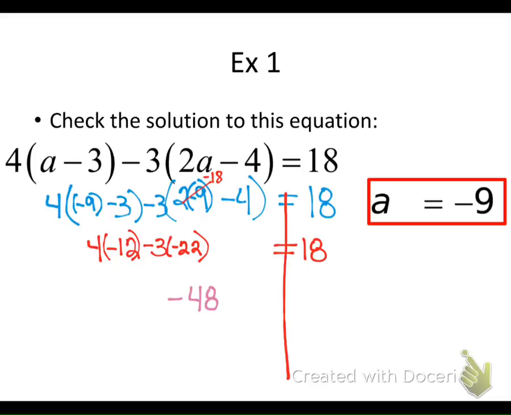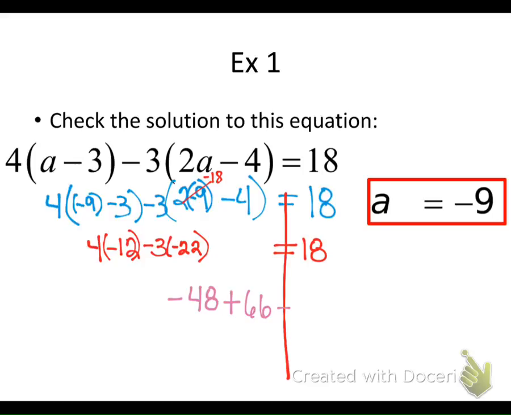Negative 3 times negative 22, which is going to be negative 66? How about positive? Because you're multiplying 2 negatives, right? So negative 3 times negative 22 and get a positive 66.